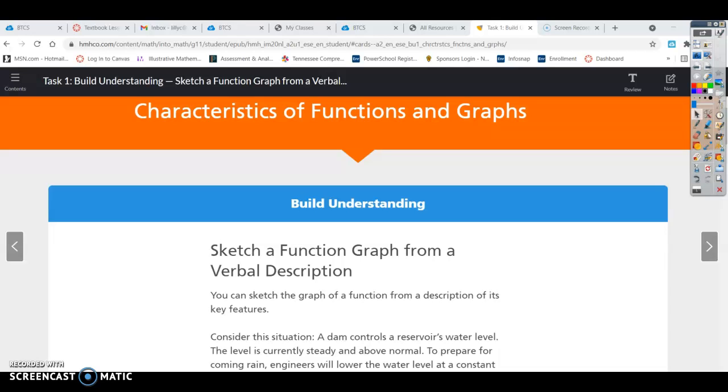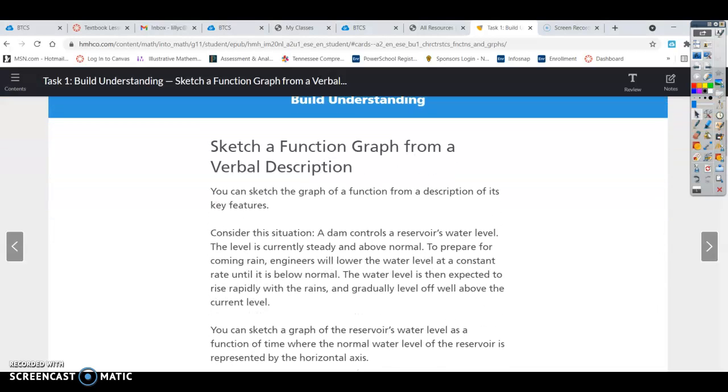Hey guys, welcome back. So we're talking about characteristics of functions and graphs. And if you're following along in your textbook resources, like I encourage you to do so, we are in section 1.2 or lesson 1.2. All right, so we're going to sketch a function graph from a verbal description. So let's see what we have.